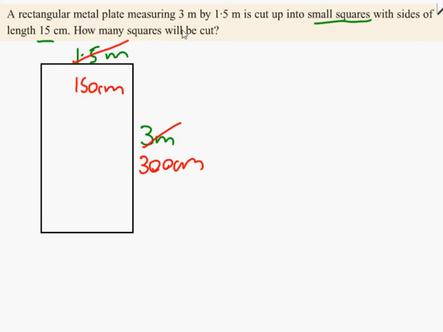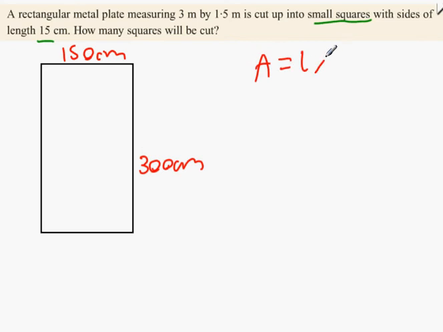Okay. What's the area of this rectangle? Length by width, which is going to be 45,000. Yeah? 45,000. Now, will the squares fit in evenly to both sides? Will it fit in evenly going across? How would you figure that out?